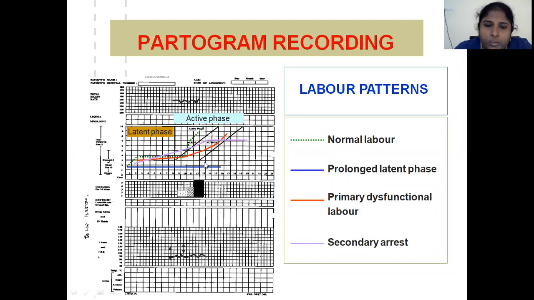This partogram is very important in monitoring the labor. Why are you so worried? You have to give a healthy baby to the mother. That is very important. All this monitoring will help you in case there is any flaw in the progress of the labor.